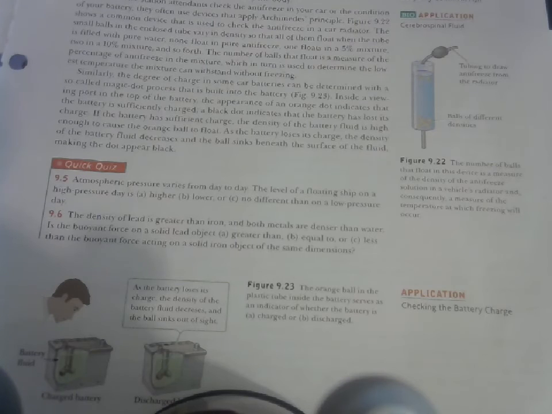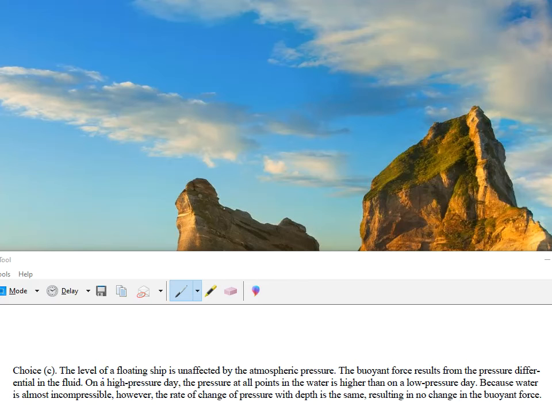So Quick Quiz 9.5: atmospheric pressure varies from day to day. The level of a floating ship on a high pressure day is higher, lower, or no different than on a low pressure day? The answer is choice C. The level of a floating ship is not affected by atmospheric pressure. The buoyant force results from the pressure differential in the fluid. On a high pressure day, the pressure at all points in the water is higher than on a low pressure day. Because water is almost incompressible, however, the rate of change of pressure with depth is the same, resulting in no change in the buoyant force.